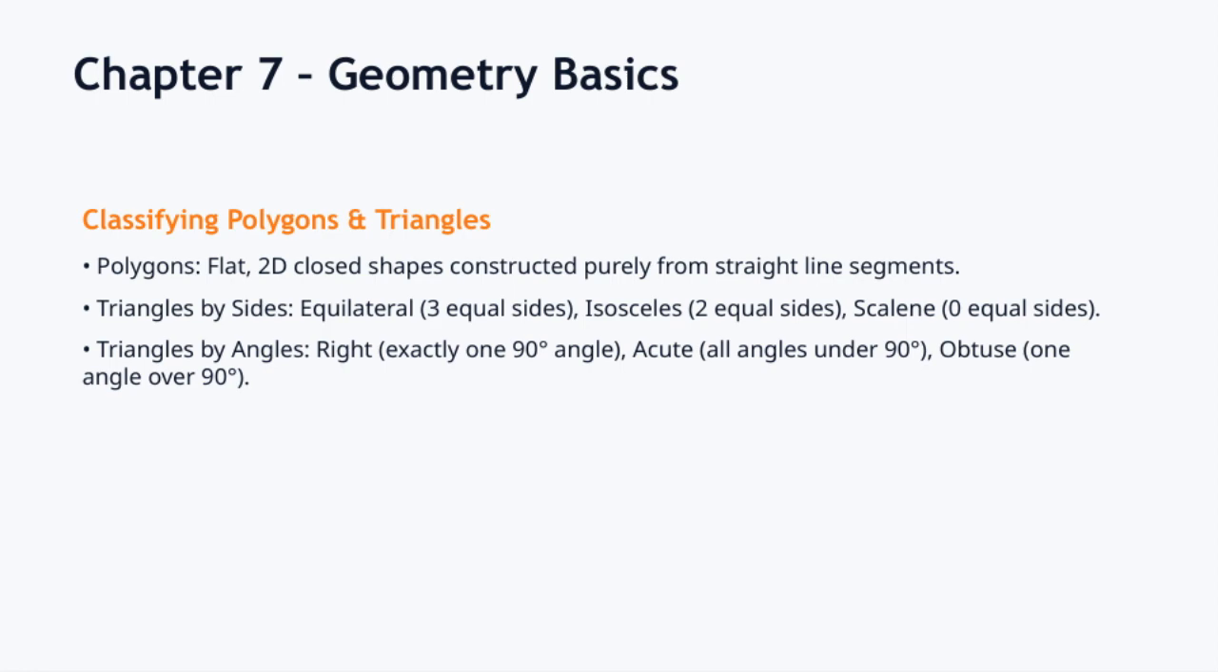We also classify triangles by their angles. Right triangles have one 90-degree angle, acute triangles have all angles less than 90 degrees, and obtuse triangles have one angle greater than 90 degrees. This is the foundation of geometry basics.